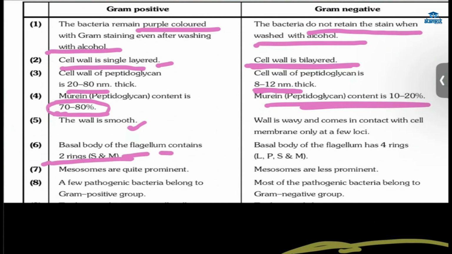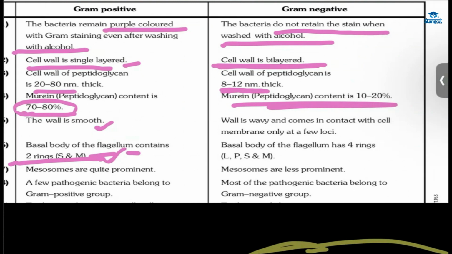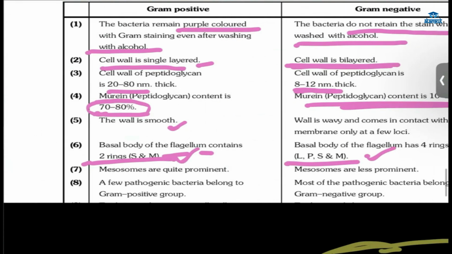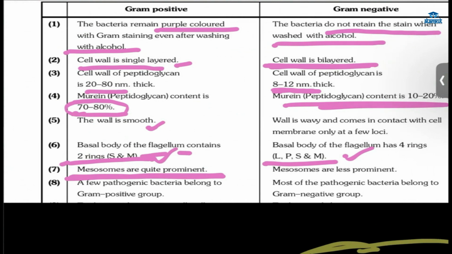Here in the gram positive, I have already told you about the rings, S and M. Only one pair of ring will be present, that is S and M. And here the basal body will contain two pairs, that is L, P, S, M. Outer ring and inner ring are present in gram negative. In gram positive, only one pair of inner ring will be present. And the mesosome, we can see this, it is prominent. In the other one, the mesosome is less prominent. We are not able to see it properly.